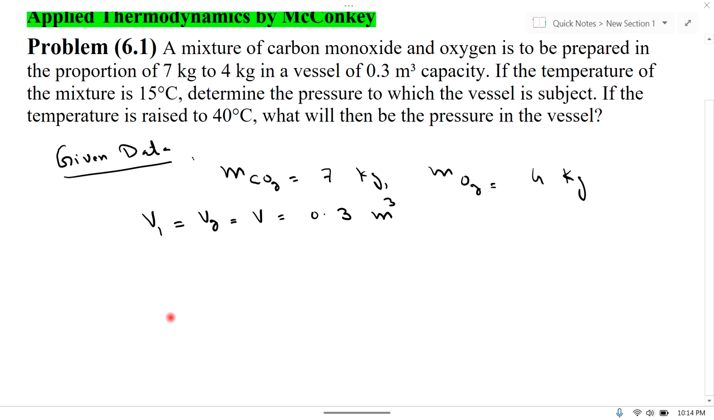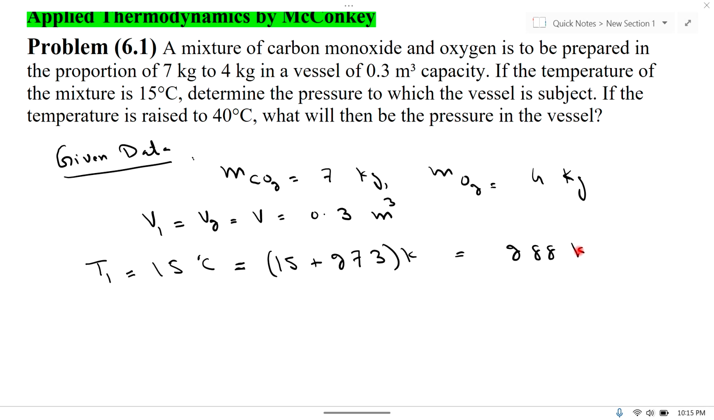If the temperature of the mixture is initially 15 degrees centigrade, as we will use the ideal gas equation, convert degree centigrade into Kelvin. So 15 degree centigrade is equal to 15 plus 273 Kelvin, which is equal to 288 Kelvin, and determine the pressure to which the vessel is subject. It means determine the initial pressure at this temperature.